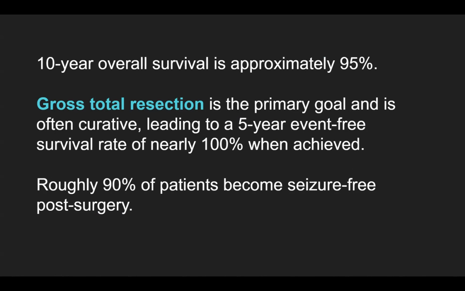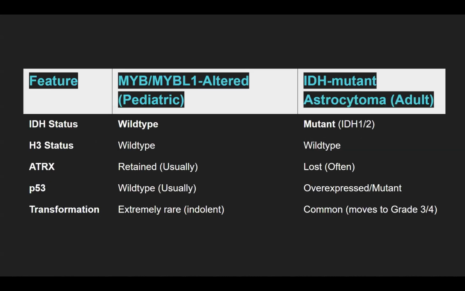The difference between these tumors and the adult diffuse astrocytomas is that GTR is curative. It leads to a 5-year event-free survival of nearly 100%. And roughly 90% of these patients become seizure-free post-surgery, which was our secondary goal as well.